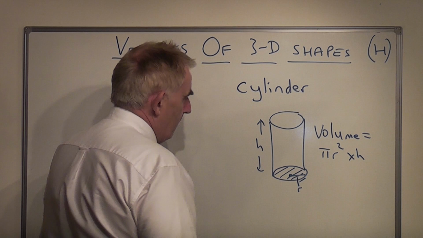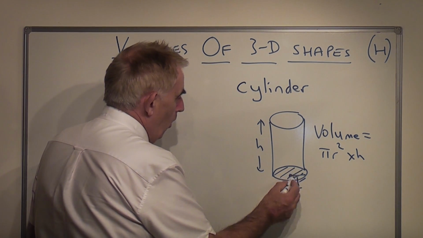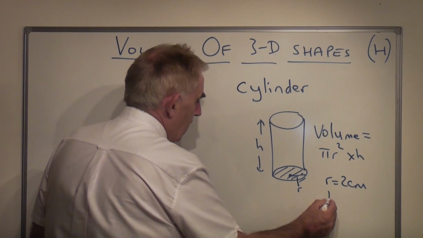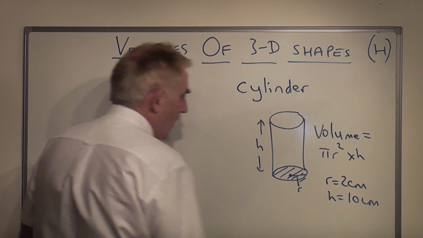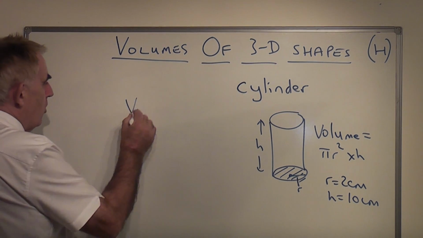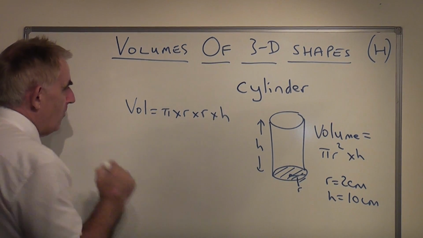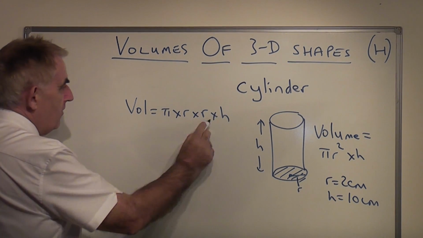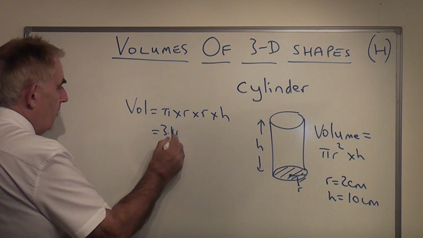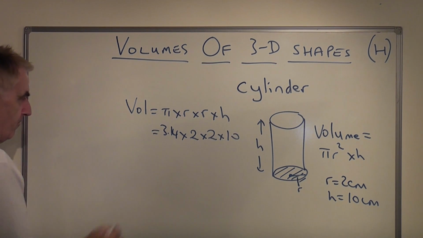So let's do an actual example. Let's say we had a can where the radius was 2 centimetres and the height is 10 centimetres. Let's have a go at working out the volume of that can. The volume is pi times r times r times h. When I say pi r squared, is that right, do you think? Definitely. Fantastic. So pi is 3.14, the radius is 2, the radius is 2, and the height is 10.